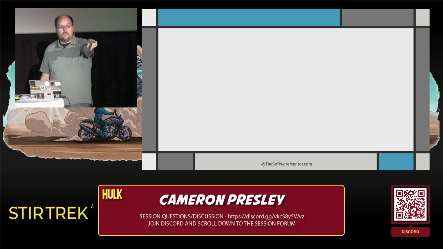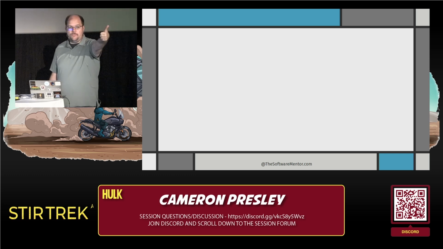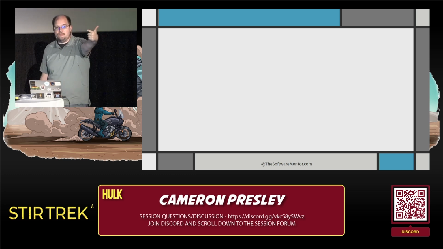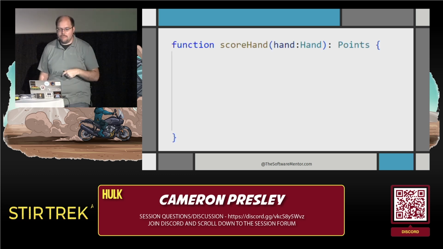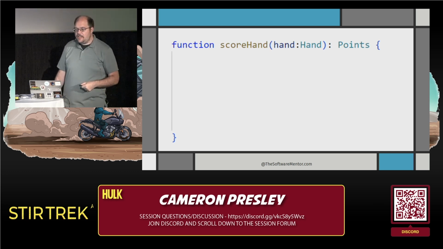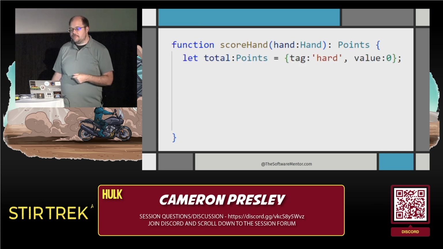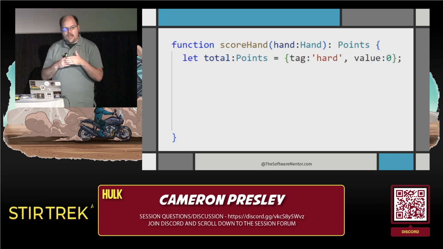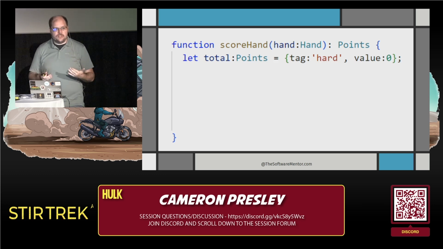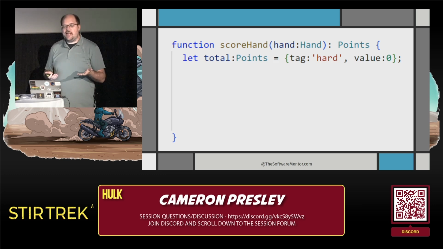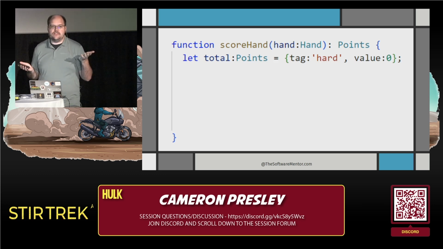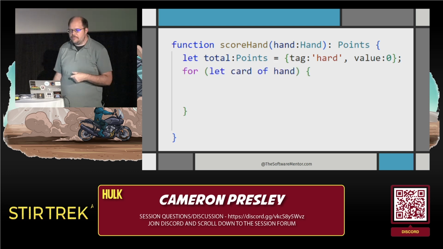So as someone mentioned earlier, card has to go to points and we've got to figure out a way to add them. So now let's score a hand. So here's hand. You give us a hand, we'll give you some points. Our initial value is going to be a hard value of 0. So this essentially would be like what happens if you didn't have any cards in your hand. You have 0 points, right?